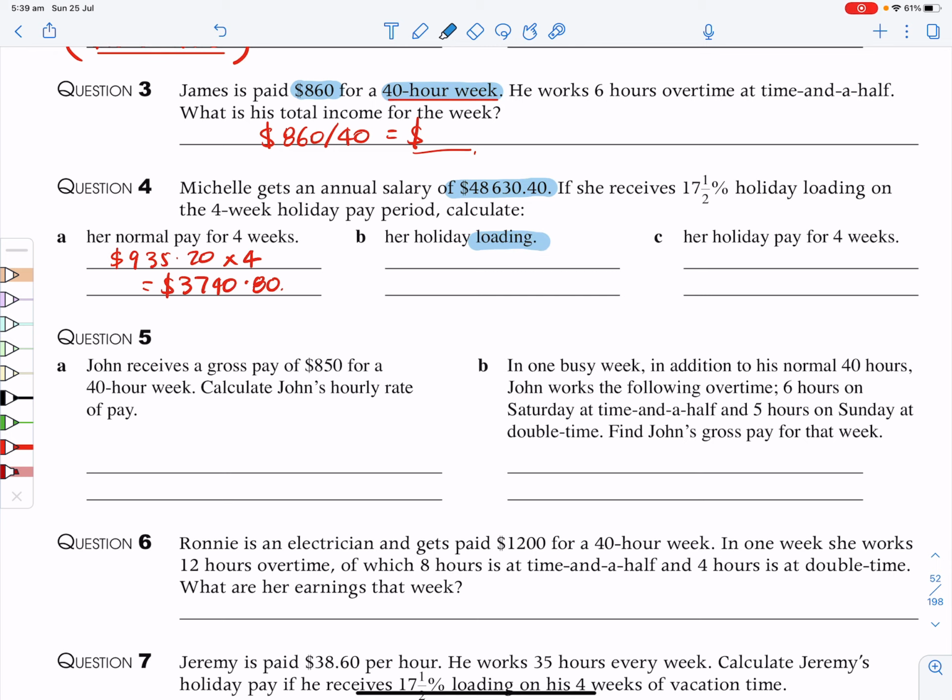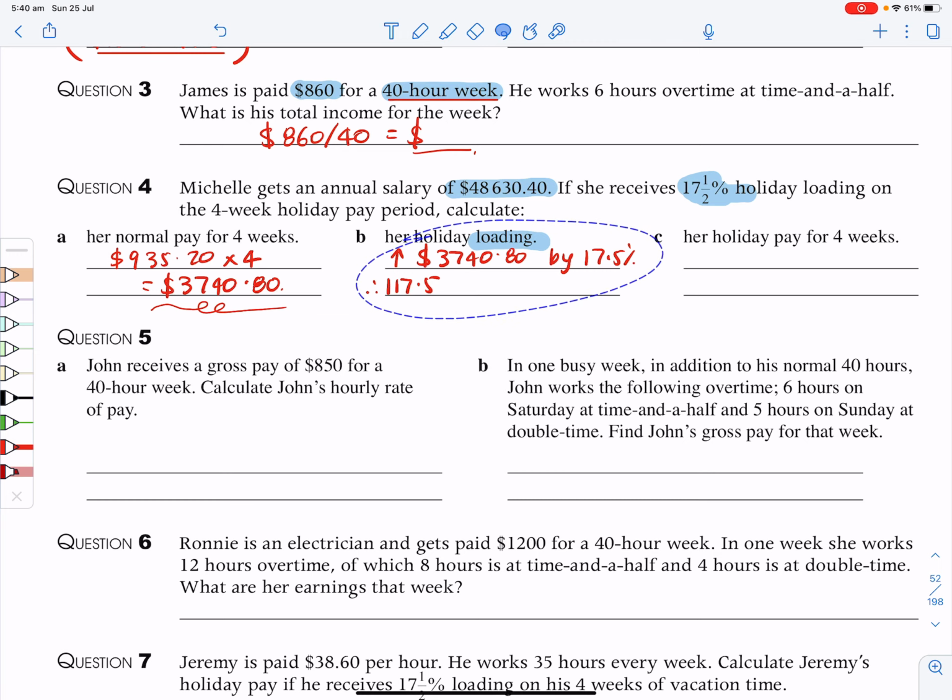Now, holiday loading means something on top of. You get holiday loading of 17.5% according to this question, and that's normally the percentage, by the way. So all you're going to do is take the normal pay for 4 weeks and increase that, the $3,740.80, by 17.5%. So therefore you're going to do 117.5. Sorry, for holiday loading, I'll take that back. I was going straight for question C.